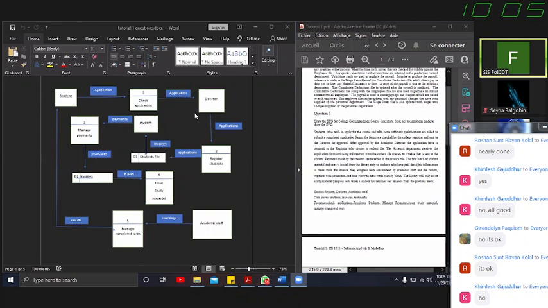Then you have payments. Yes, manage payments. The student is going to send payment.